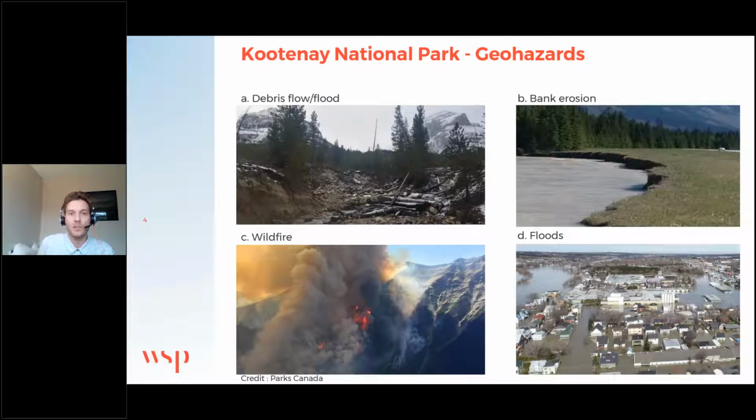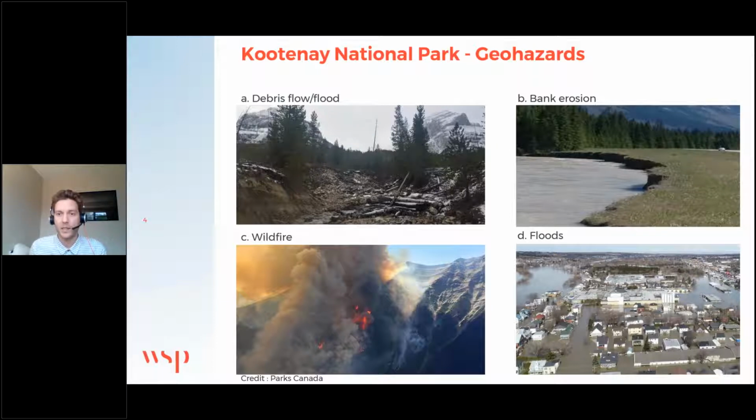So the Kootenay National Park, being in a remote environment, is exposed to natural geohazards, mainly debris flow and debris flood, bank erosion, wildfire is a big one. They had two big wildfire seasons in 2003 and 2017, like much of BC. And flooding is another potential geohazard, even though in recent years there's not been any documented major flooding issues on the highway and within the park.